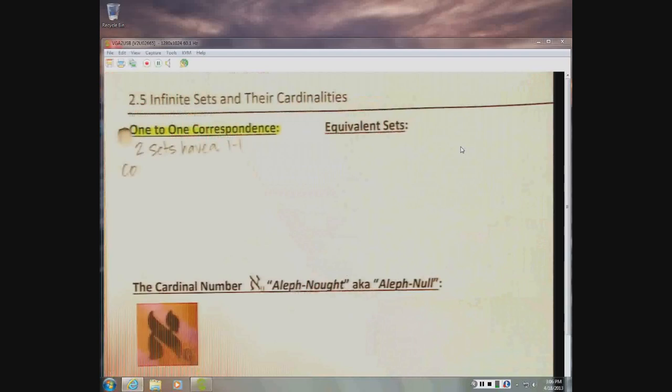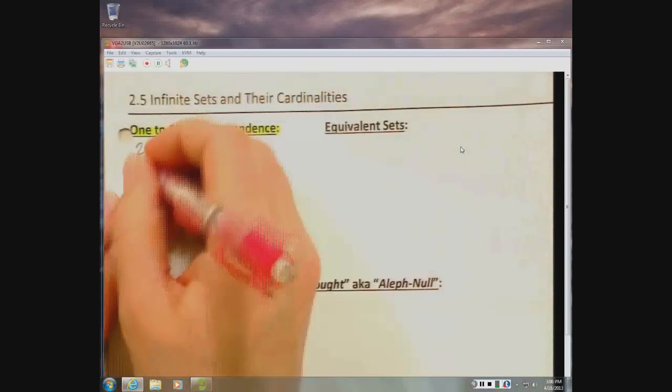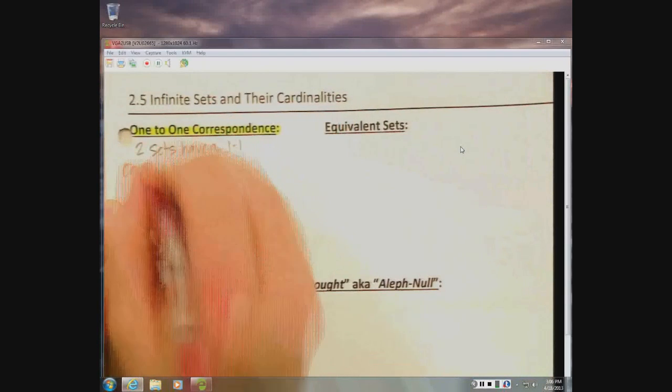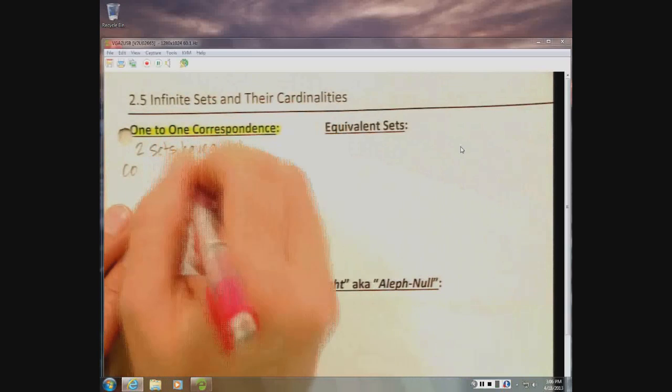Two sets have a one-to-one correspondence if each element from the first set can be paired up with exactly one element from the second set.